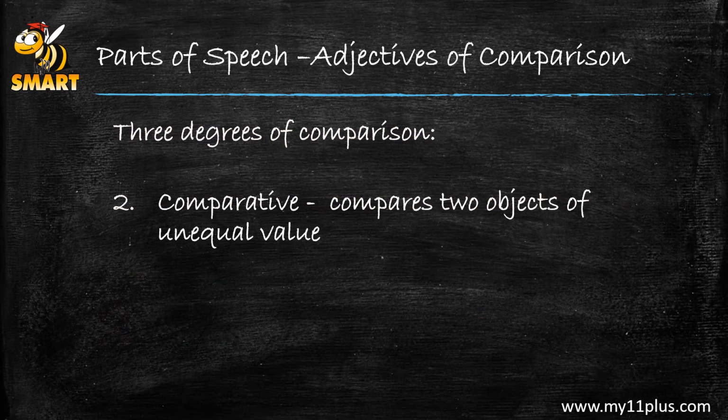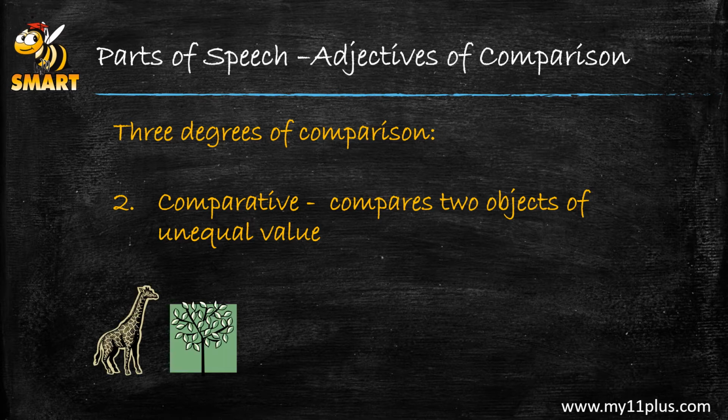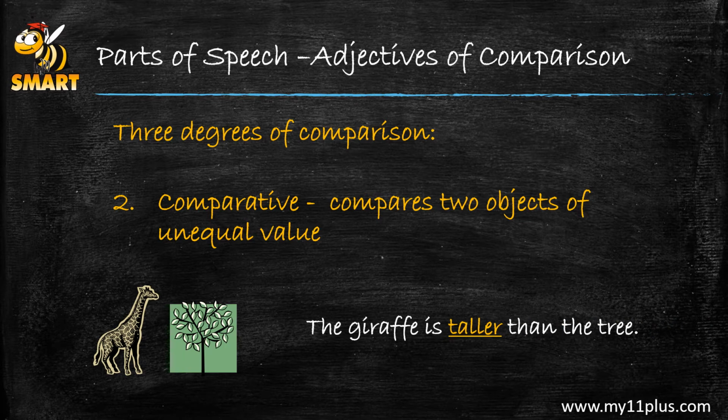The second form of comparison of the adjective is what we call the comparative form, right? And we use that when we are comparing two objects that are of unequal value. So again, we're going to be using the height and we're going to use the same examples. So in this case, if you look, we will see that the giraffe is taller than the tree. So it's two objects, we're using comparative form, and the comparative form of the adjective tall is taller.